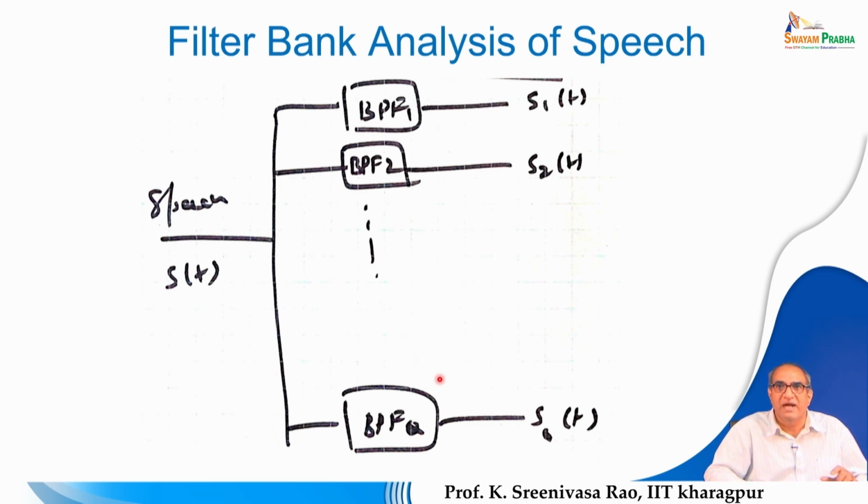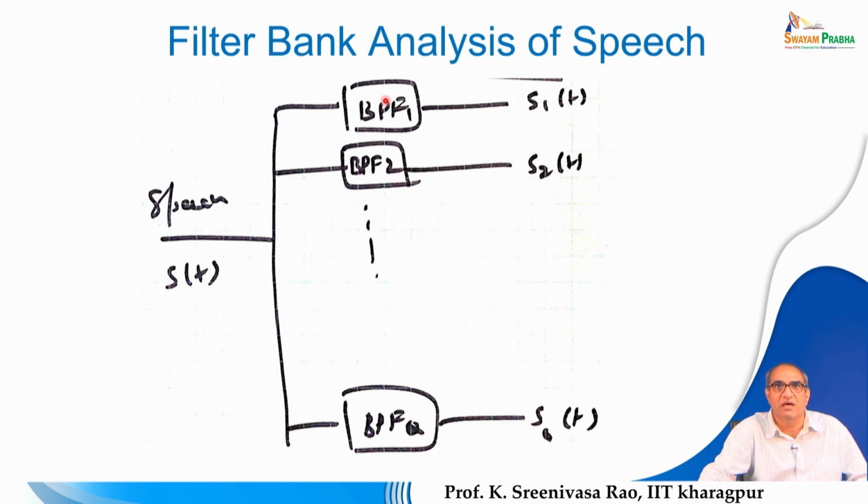Likewise, with a bandwidth of 500 hertz, you can split the frequency range from 0 to 4 kilohertz with the help of 8 filters, right. If you pass the speech signal through this bank of 8 filters and observe the outcome of each filter, assuming here there are Q filters, where Q is 8 for example.